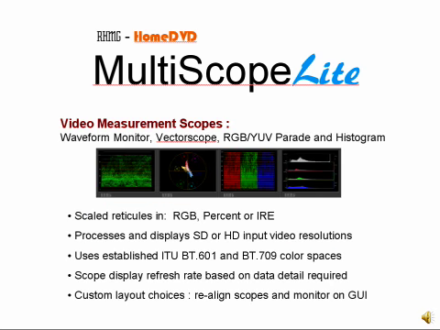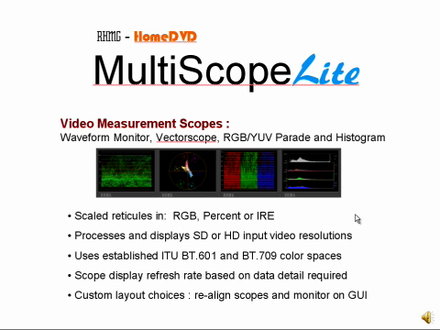The scopes included in the software package are a waveform monitor, a vectorscope, a combination RGB and YUV parade scope, and a histogram scope. Each scope, other than the vectorscope, can be calibrated in either RGB, percent, or IRE with the appropriate SD or HD color matrix applied.